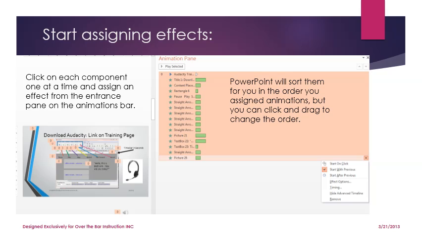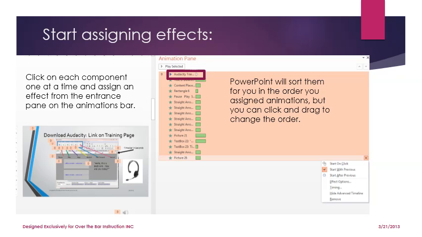I keep adding them in the order I want them to appear and then change the order if I need to by clicking and dragging anything that's out of place into its new place. I always want to drag the audio, however, to the very top. That's the first thing that should appear in every animation pane.